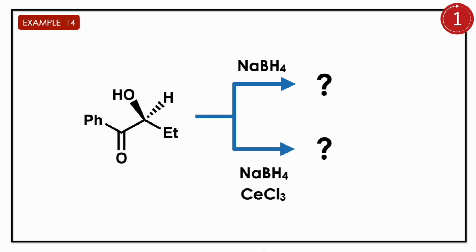Then the next example. Here you have ketone, one side with phenyl group, another side you have chiral carbon which contain OH above the plane, hydrogen below the plane, ethyl is on the plane. You are using the two different reagents, sodium borohydride and sodium borohydride with cerium chloride. You should find what the difference the reagent can make.